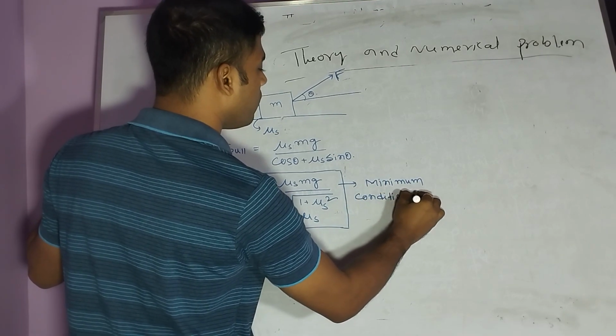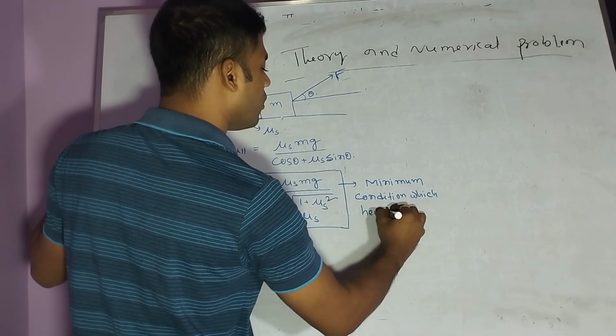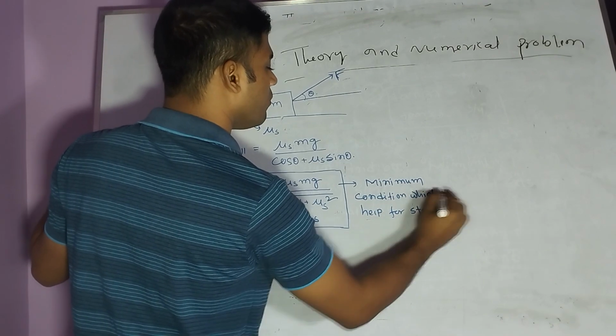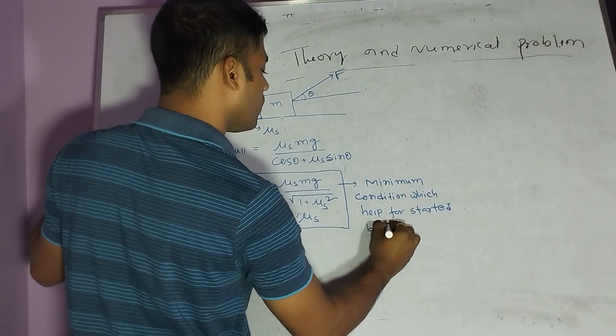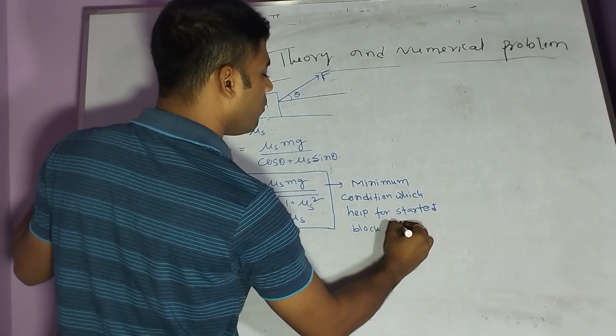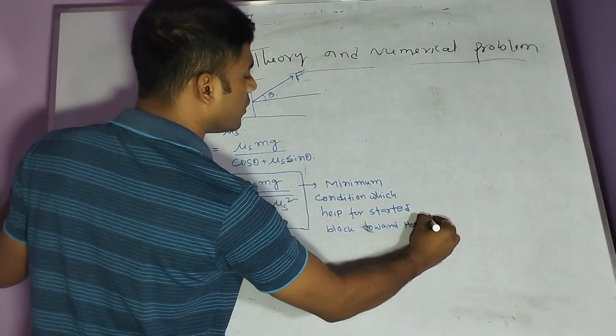This is the minimum condition which helps the block start moving along the horizontal road.